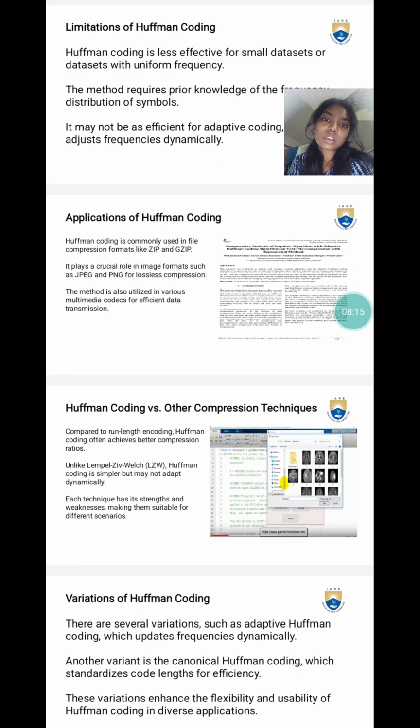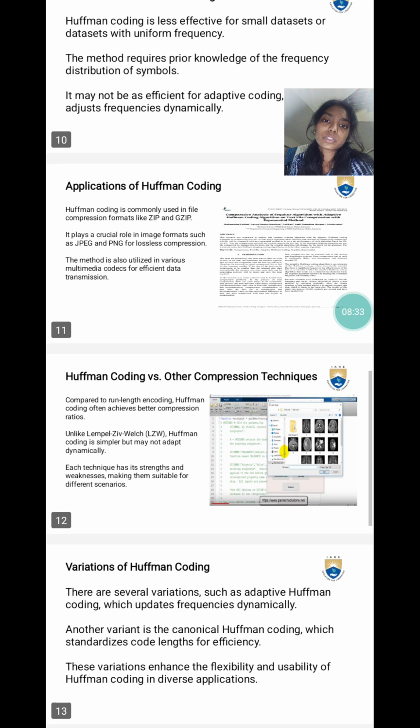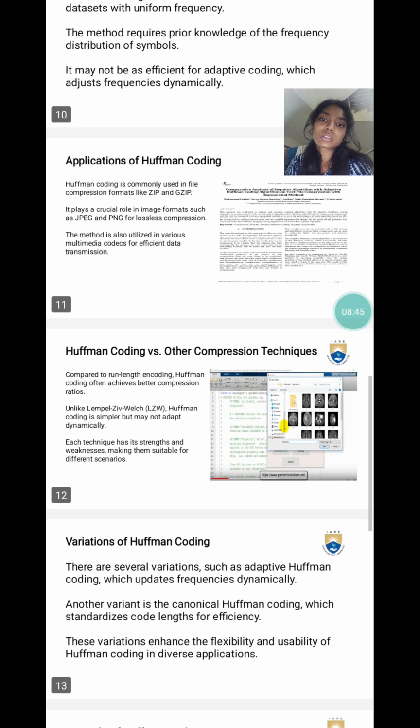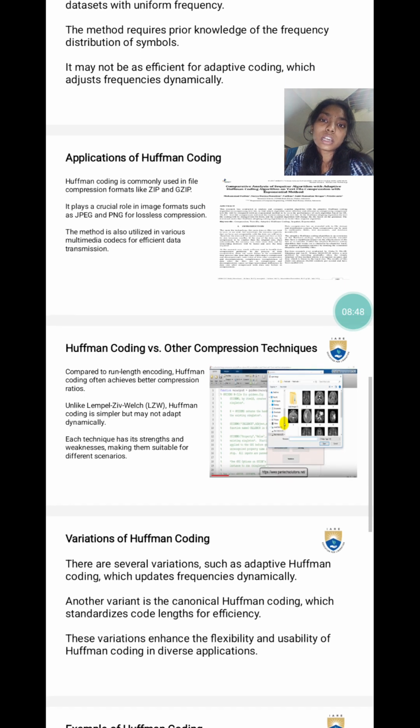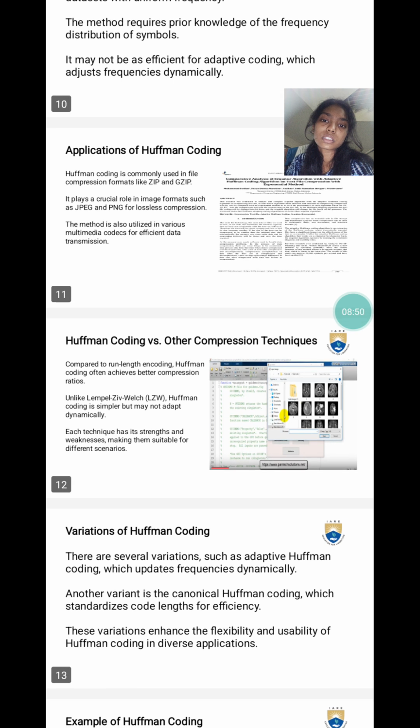Now, the applications of Huffman coding. Huffman coding is commonly used in file compression formats like zip and gzip. Here we insert our code in the zip file and the gzip file. It plays a crucial role in image formats such as JPEG and PNG for lossless compression. JPEG and PNG are image formats. The method is also utilized in various multimedia codecs for efficient storage.